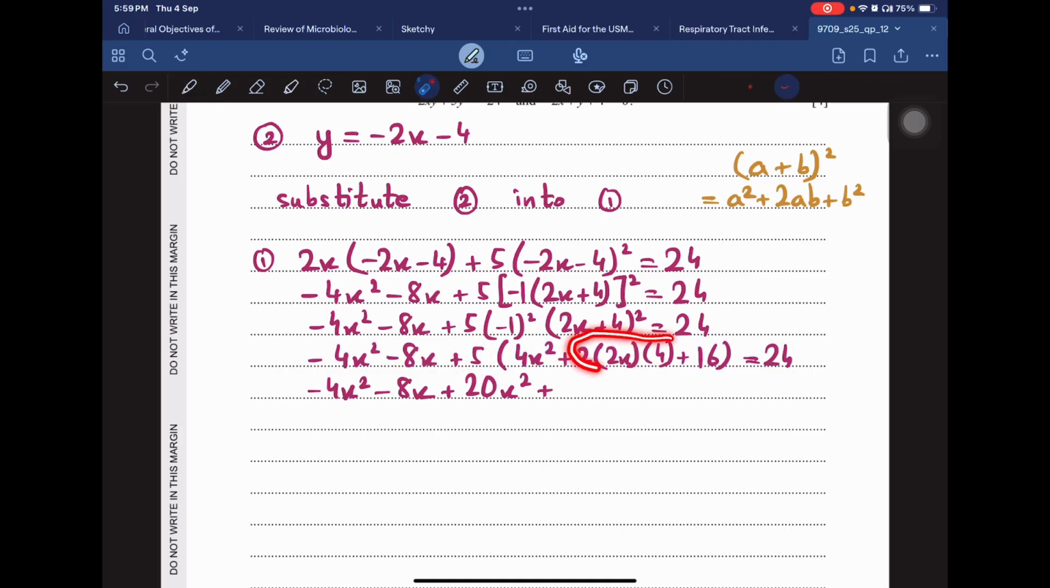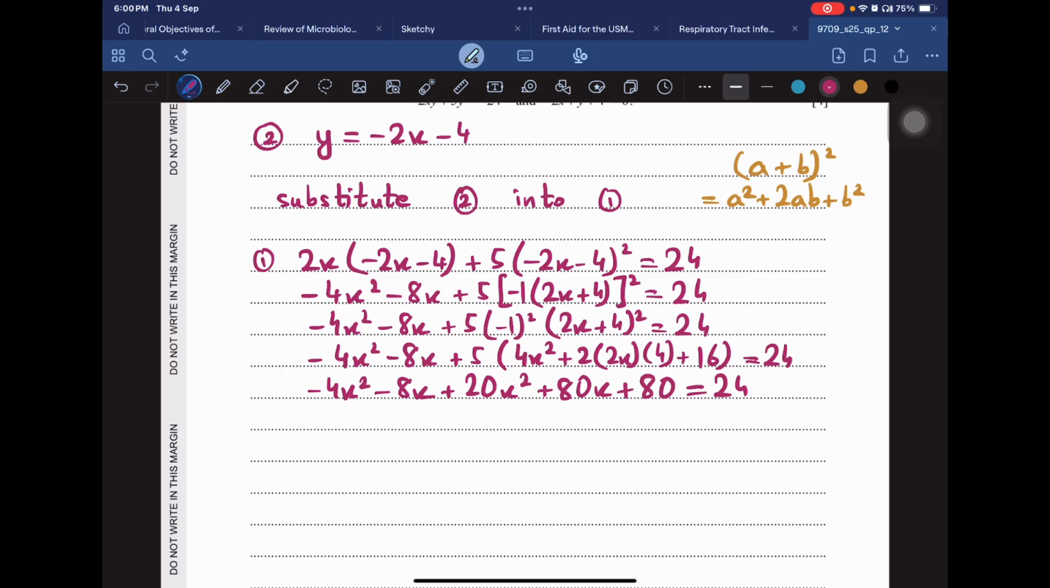So first let's simplify this. So 2 times 2x will be 4x, times 4 will be 16x, and then 16x multiplied with 5 will be 80x plus 16 times 5 will again be 80 equals 24.